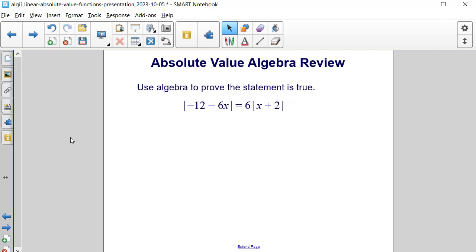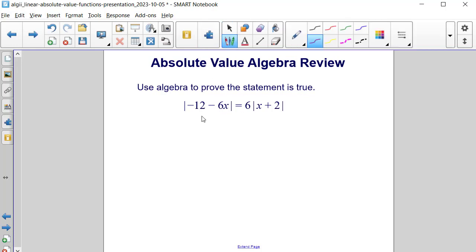Here's another example. Use algebra to prove that the statement is true. We have the absolute value of the quantity -12 minus 6x is equal to 6 times the absolute value of the quantity x plus 2. So let's first begin with the left side of this equation. Inside the absolute value, we have a common factor of -6 that we can factor out. And when we divide -12 by -6, we're left with 2. And when we divide -6x by -6, we get a +1, so we have just plus x still inside of the absolute value.